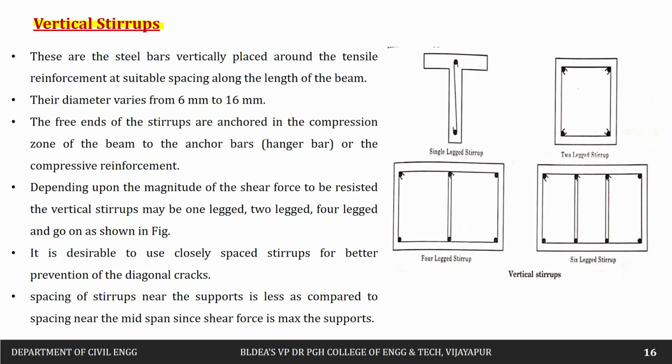What do we mean by vertical stirrups? These are steel bars placed vertically around the tensile reinforcement at suitable spacing along the length of the beam. This is the beam we have. In the previous videos we never used to draw these lines which are holding the bars. This reinforcement we call stirrups. The diameter of the stirrups may vary from 6 mm to 16 mm.